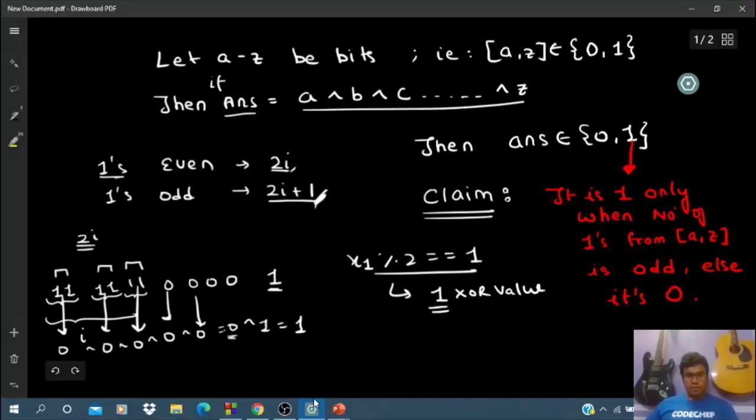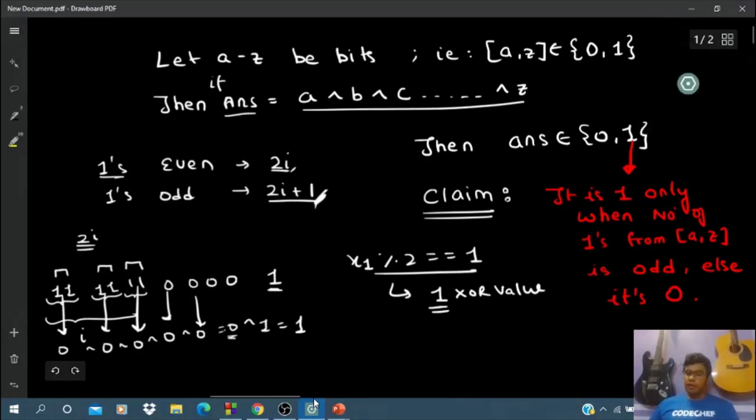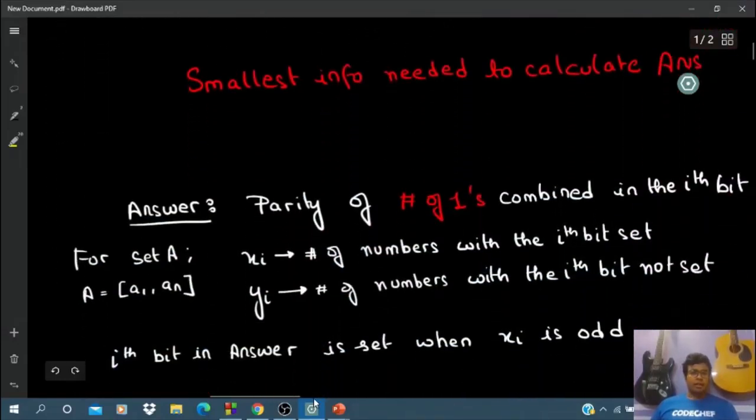So this is one thing to keep in mind. Now let's try to boil down what we have to calculate. What is the minimum information that we need to calculate the answer? What do I mean by this? We know that there are n values, a1 to an, and we have to calculate the XOR value of a1 to an.